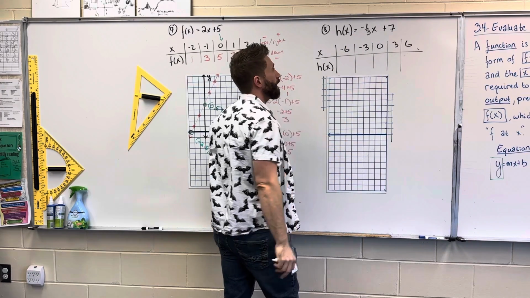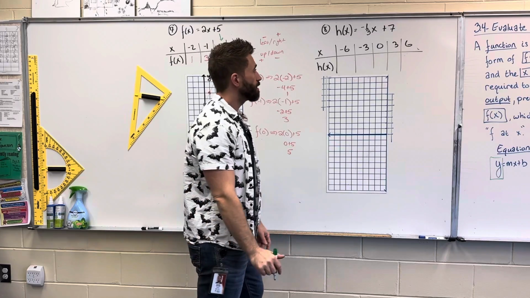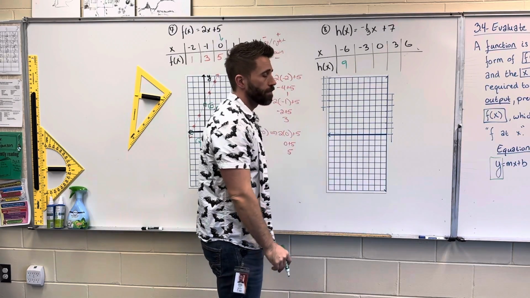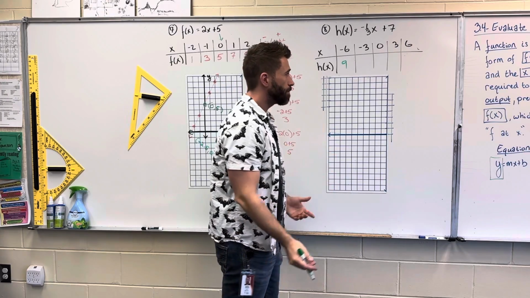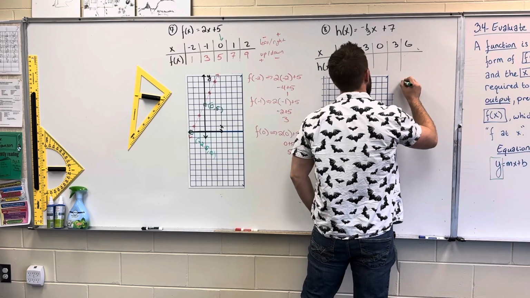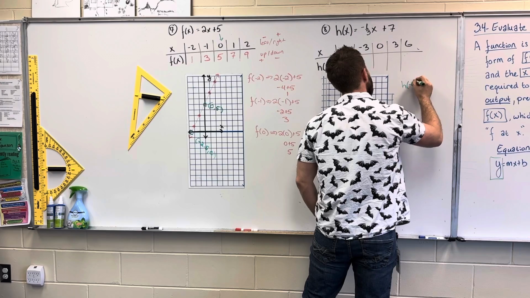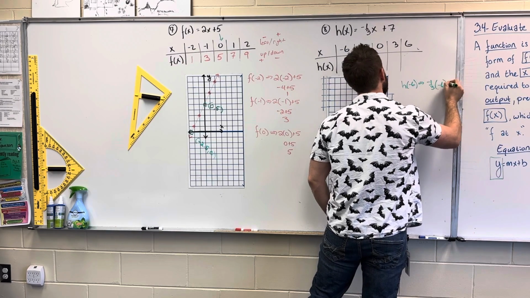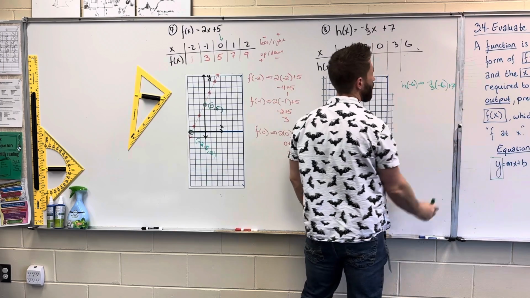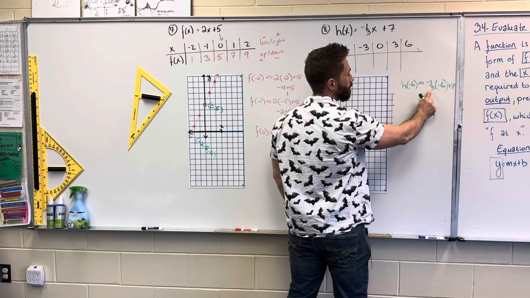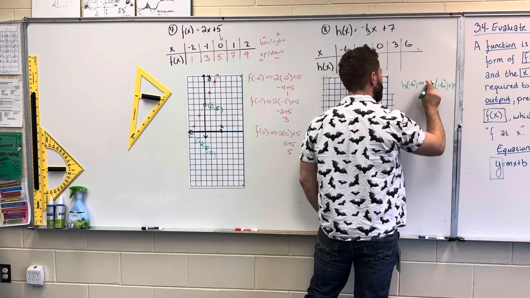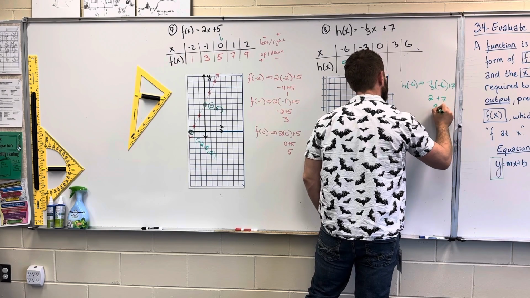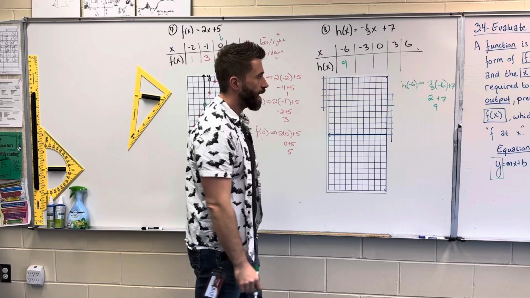Negative negative makes that a +2. +2 plus 7 is 9. If you don't understand where that came from, all you got to do is say, okay, h of -6 produces a value of -1/3 of -6 plus 7. 6 divided by 3 is 2. Negative negative makes that a +2. 2 plus 7 is 9. That's where that came from.